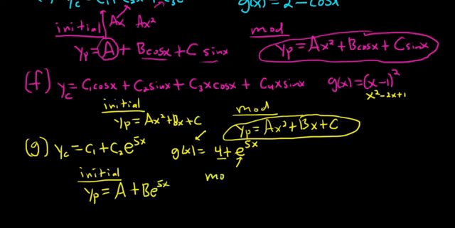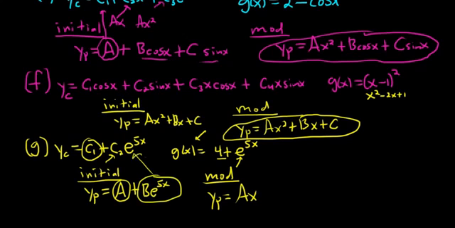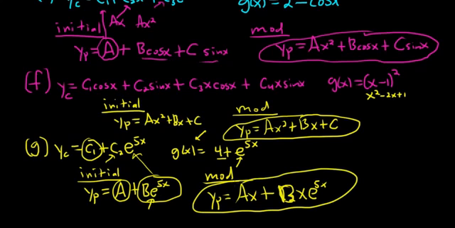So now we'll do the modified. And when you do the modified, you look at your initial and you look at the terms of yc. So a repeats with this one, but not with this one. So we have ax. And then this one repeats only with this one, so we have to put an x on that one too. So bx e to the 5x, right? We're putting the x here. All right, so there's our modified.